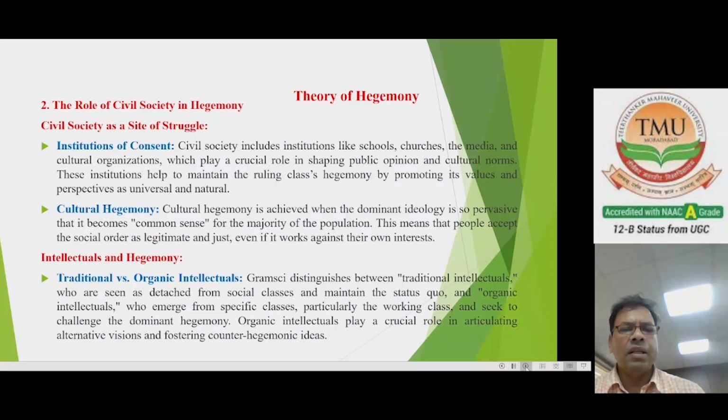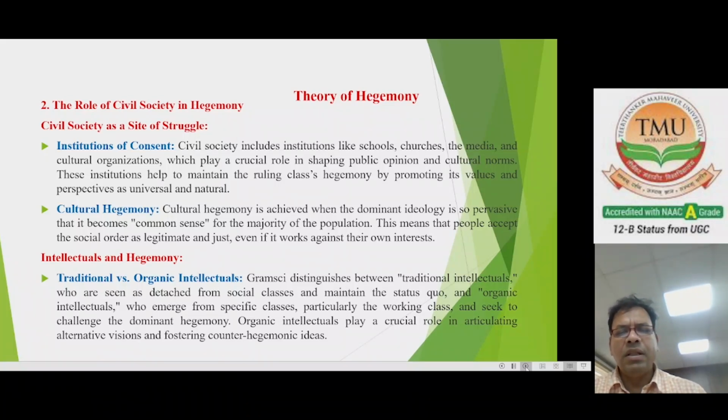Civil society as a site of struggle, institutions of consent. Civil society includes institutions like schools, church, the media, and cultural organizations, which play a crucial role in shaping public opinion and cultural norms. These institutions help to maintain the ruling class hegemony by promoting its values and perspectives as universal and natural.